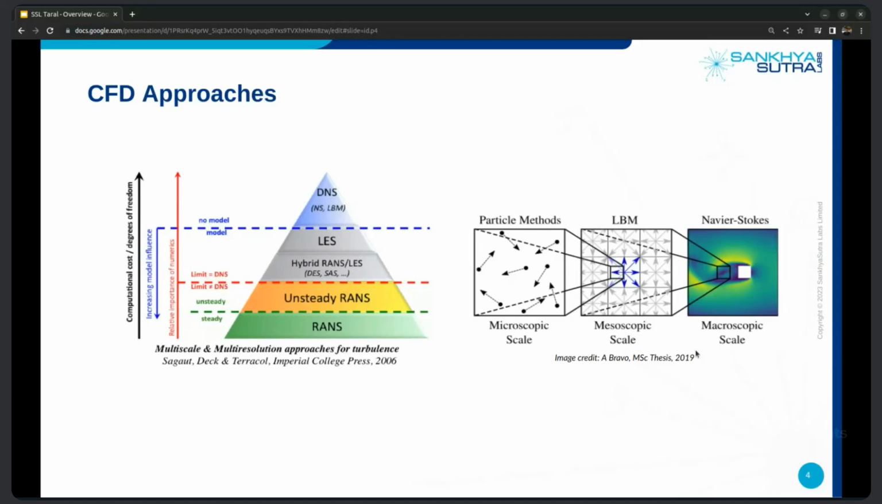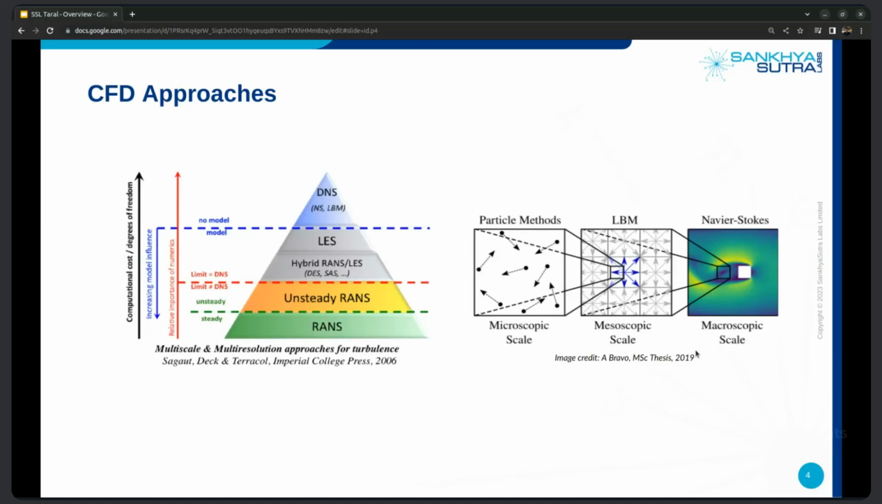Now, unlike traditional CFD, there is no turbulence modeling involved in our LBM method. So this means that we are basically solving for the actual statistical description of particles.